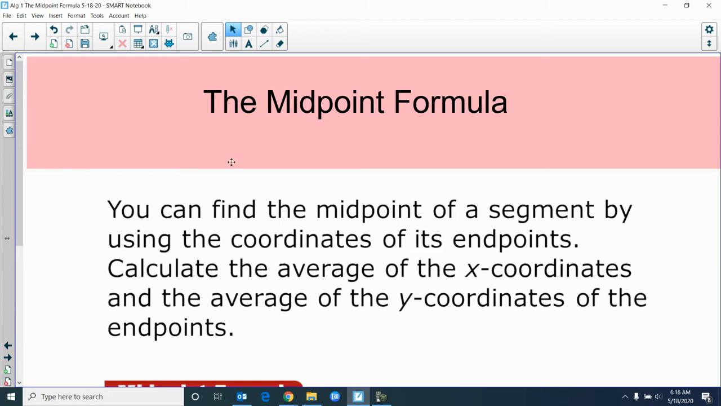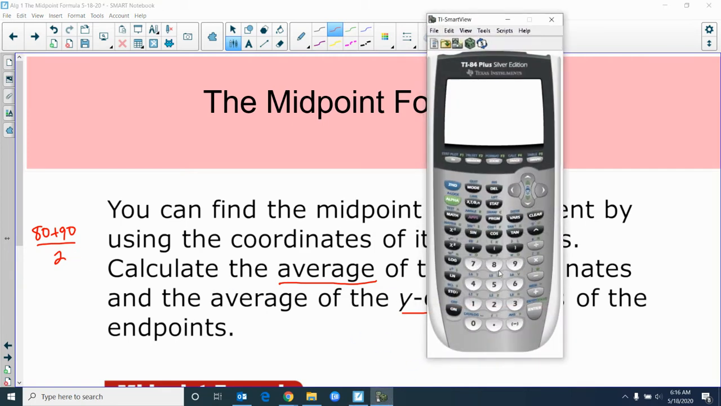Basically, we're going to calculate the average of the x coordinates and the average of the y coordinates. When you calculate the average, you add them up and divide by the number of objects. So if you have test scores and you take the average of two tests, your first test was an 80, your second test was a 90, you add those up and you divide by 2. Hopefully you would know the average would have to be an 85. So you take 80 plus 90, and then you divide it in half. That would be your average score.